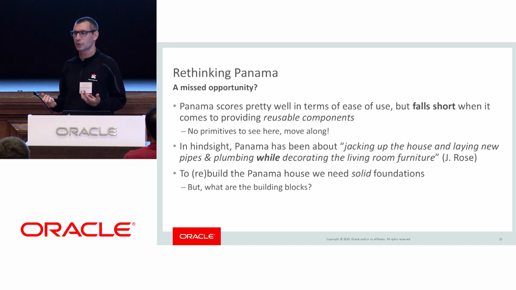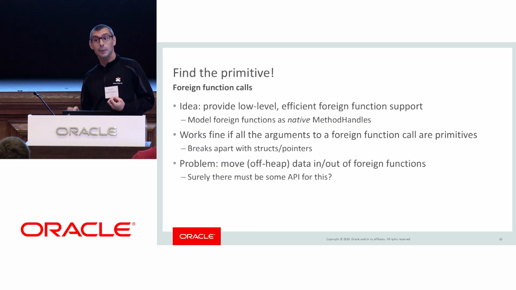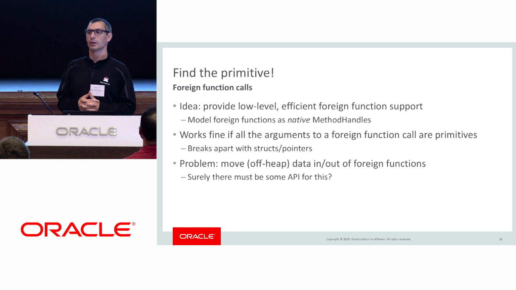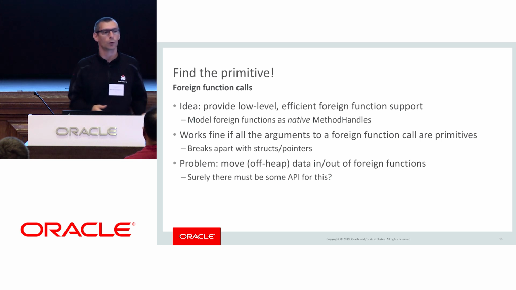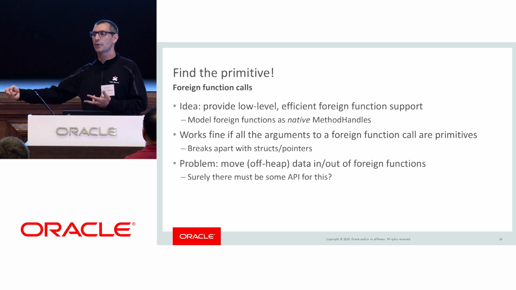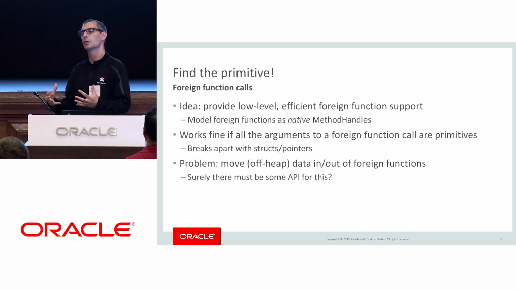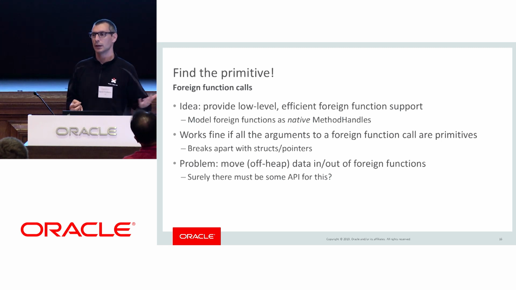And what actually are the building blocks that we're looking for here? One first naive, maybe, assumption is that the building block that we are after here is foreign function calls. That's after all what Panama is about, right? We want to be able to call stuff that is inside the native library. So what about modeling a native function as a method handle? A method handle represents a unit of execution and is very good at doing that. So why don't we expose a very low-level API that allows me to capture a foreign function as a method handle? And in fairness, we did that last year.